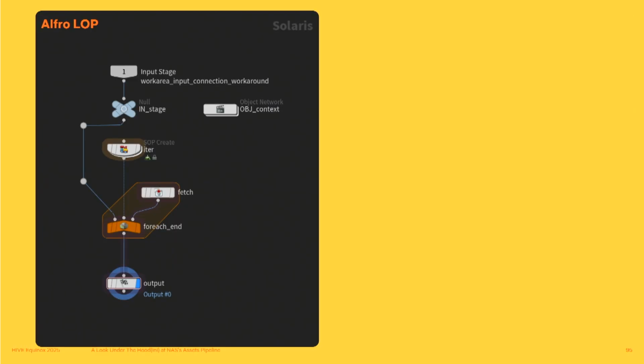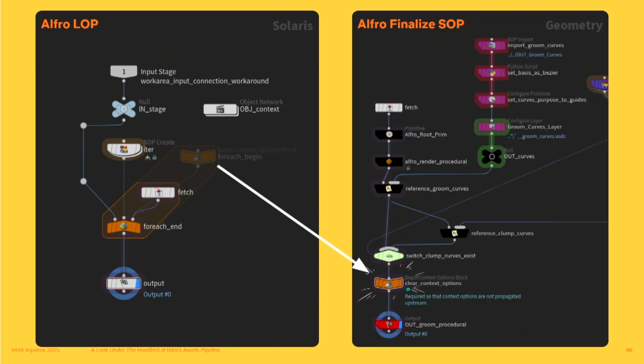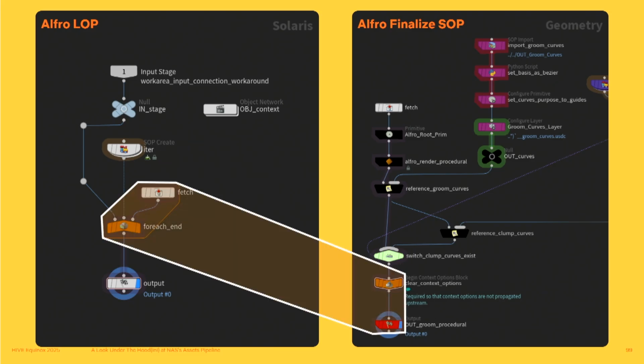Quick side note, in the Alfro loop, you'll notice that the for each loop looks a bit weird. It doesn't have a begin context options block. Usually we would want this, but because we're fetching outside of a loop, it will leak the context options with it. For this reason, we clear the context options with a block inside the Alfro finalize precisely before we fetch. If I indicate what the block wrapping would actually look like, it would look kind of like this. That's not unique to our system. That's just how loops with fetches work, and I thought I'd bring it up.